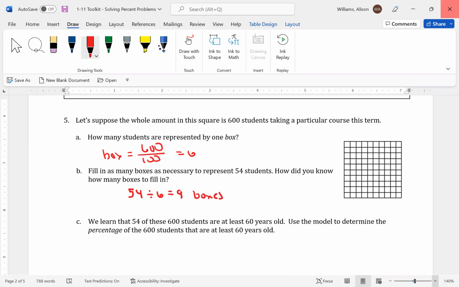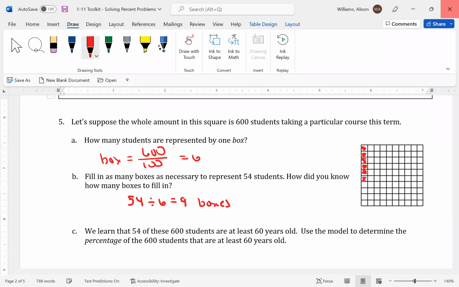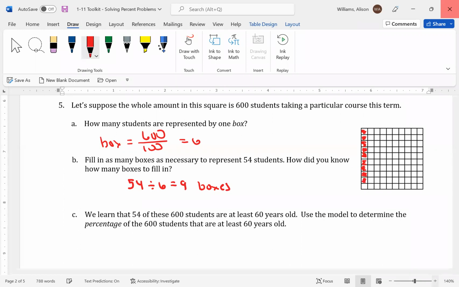All right. So here, now I'm definitely going to zoom in a little bit more just to do this. And because I'm working with this tiny little pen here, mine is not going to be hopefully as pretty as yours, but there we go. There are my 9 shaded boxes. And what that tells me then is the percent of students represented here is 9%, that is 54 students. So we learned that 54 of these 600 students are at least 60 years old. So that represents 54 people that are at least 60 years old, which is 9%.